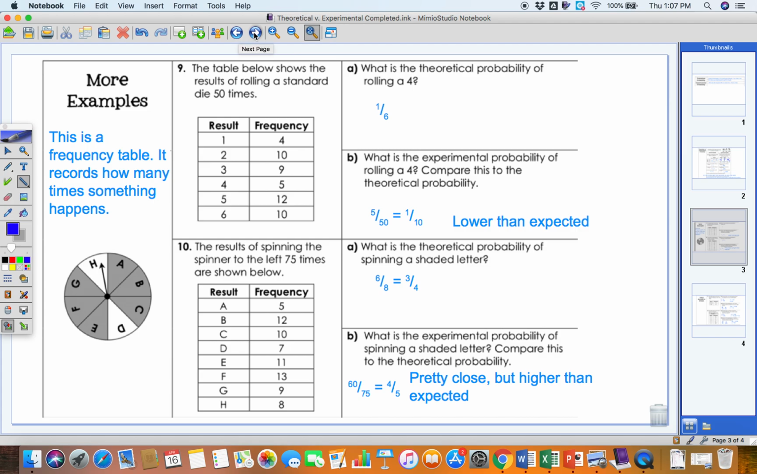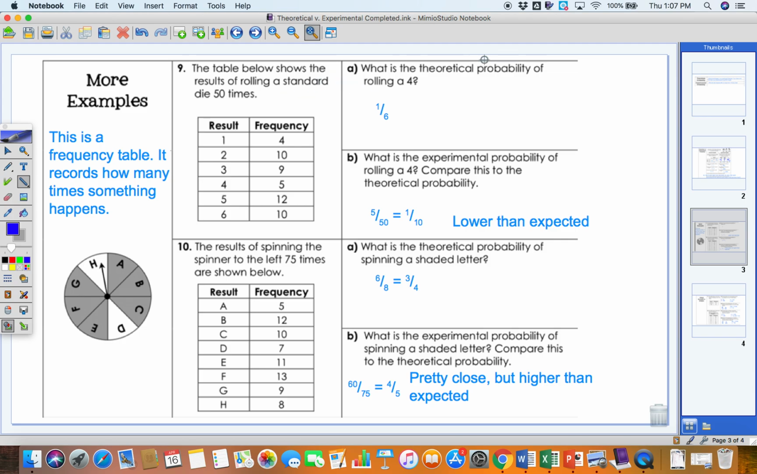So some other examples. First thing here, we're going to look at frequency tables. This chart here is a frequency table. It records how many times things happen. That's what the frequency means. So like we're talking about rolling a standard die 50 times. So it's saying that we rolled a number 1 4 times.